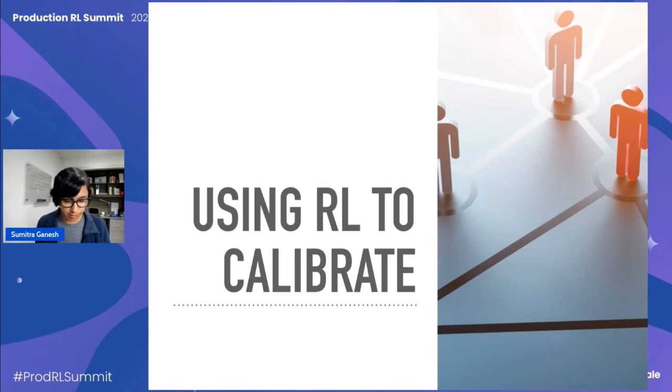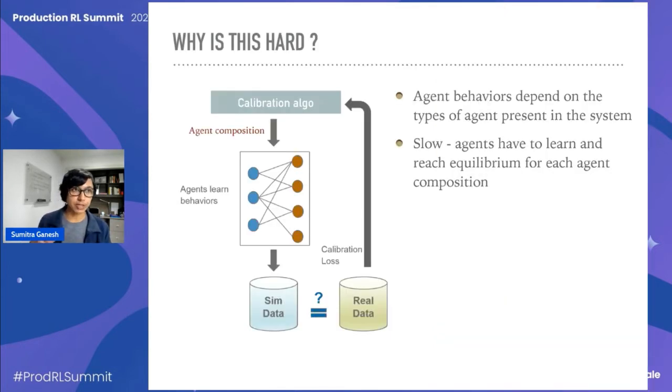So now that we have set up different types of agents using the reward function, and we have also managed to scalably learn a range of behaviors corresponding to agents of different types, the question still remains: how do we know what types of agents are present in the market? Ideally, we want to calibrate the proportions of different types of agents in the system using real data. Roughly as a sketch, you have a calibration algorithm that picks the agent composition and essentially sets the proportions of different types of agents in the simulation.